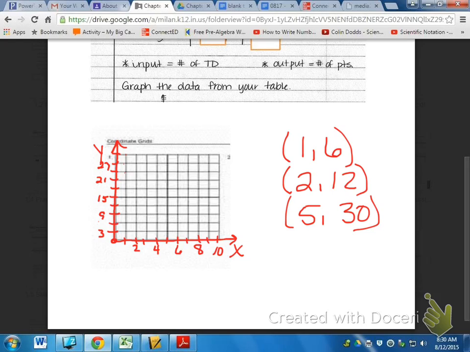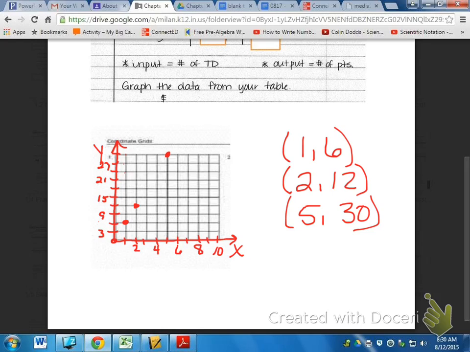So at this point, I can go ahead and graph my points from my table. So 1, 6 means I'm going to go right 1 to where 6 would be, which would be right here. 2 matches 12, which would be right here. And 5 would go all the way up to 30, which would be right here.